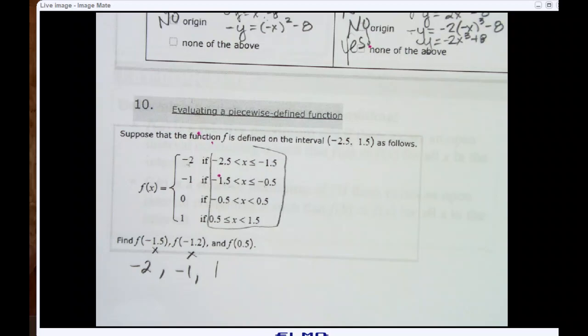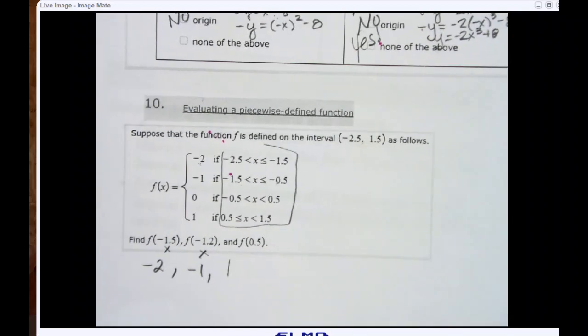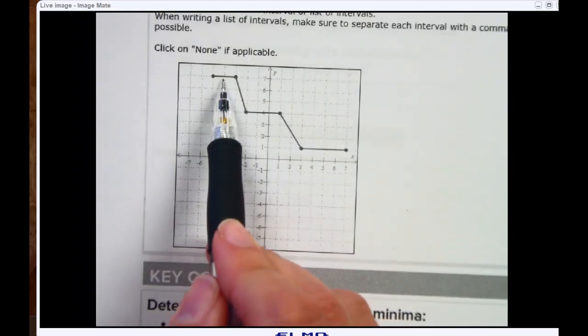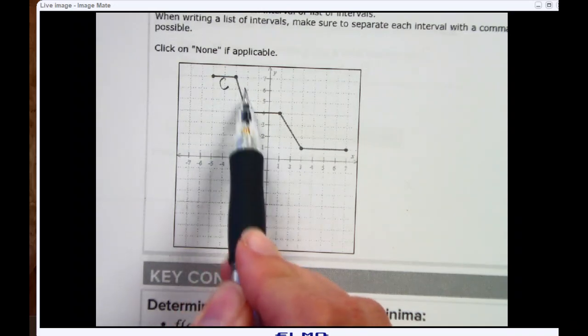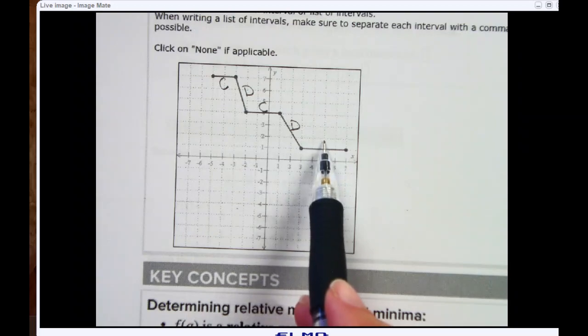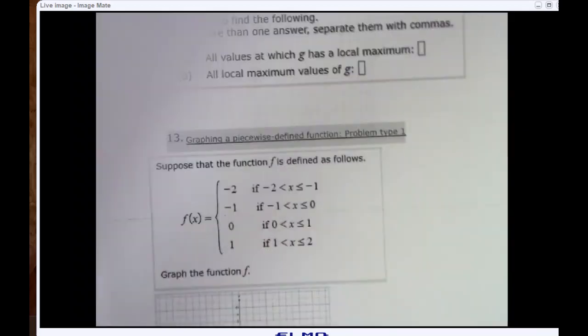Okay, so do we remember how to do piecewise functions? Yay! Look at this! Increasing, constant, or decreasing? How about right here? How about here? Here. Here. Here. Oh, you guys are so good.